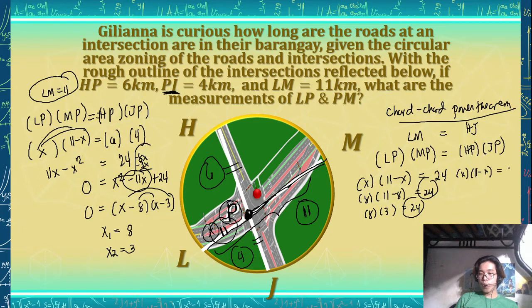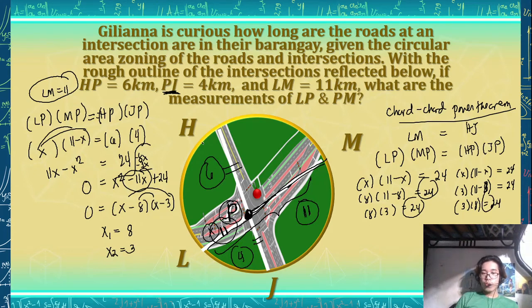Let's try if it's equal to 3. So if this is 3 times 11 minus 3, that should give us 8. And that's also going to give us 24 for that one.